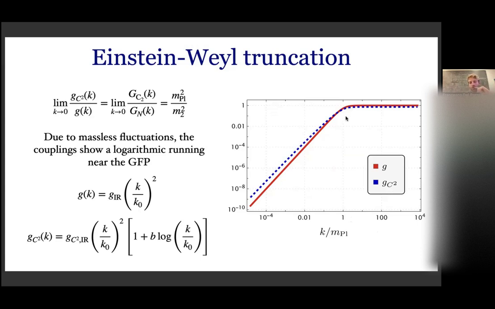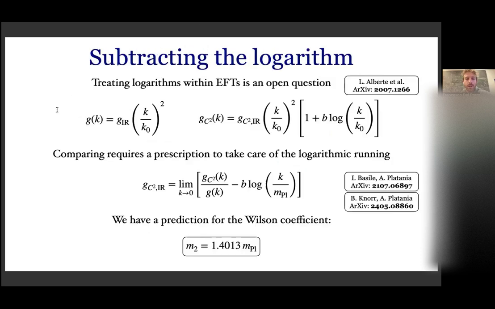But approaching smaller and smaller scales, we see in this log-log plot that we have two lines with different slopes, which exactly takes into account the fact that there is a logarithmic dependence of one of the two coefficients. So the point is that we cannot straightforwardly take the limit of this ratio, because otherwise we have a logarithmic divergence as k approaches 0.